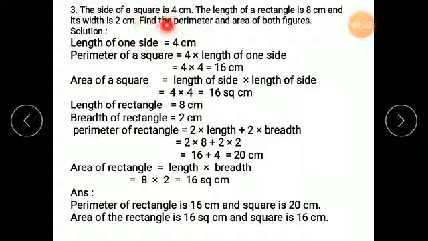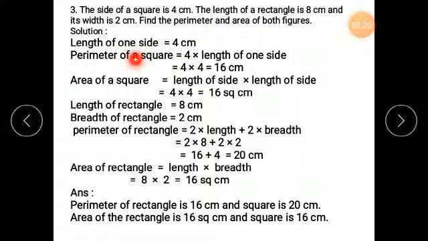The side of a square is 4 centimeter. The length of rectangle is 8 centimeter and its width is 2 centimeter. Find the perimeter and area of both the figures. See, there are two different shapes. First is a square whose side is 4 centimeter. Another is a rectangle whose length is 8 centimeter and width is 2 centimeter. So we have to find the perimeter and area of both the figures.